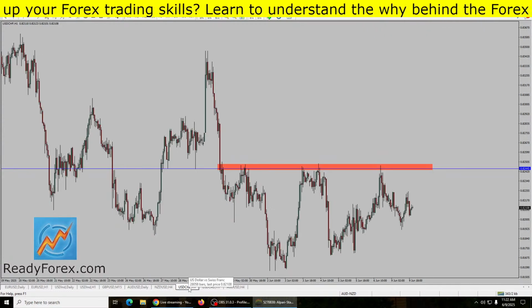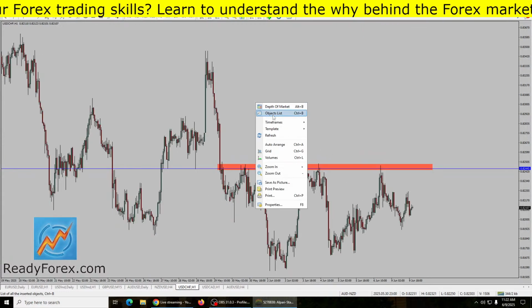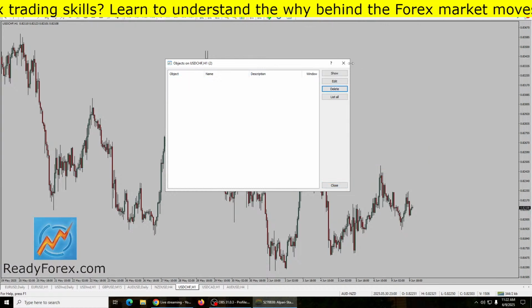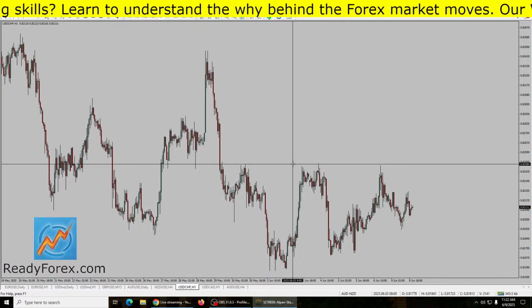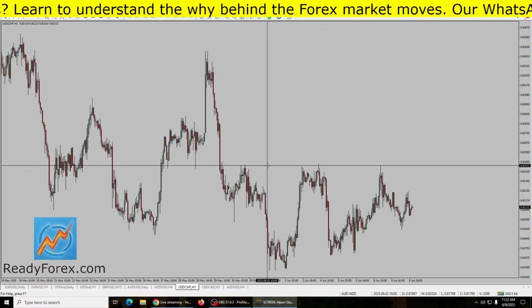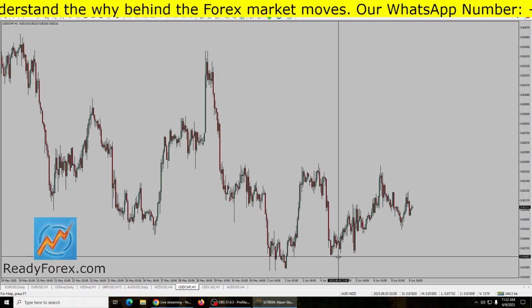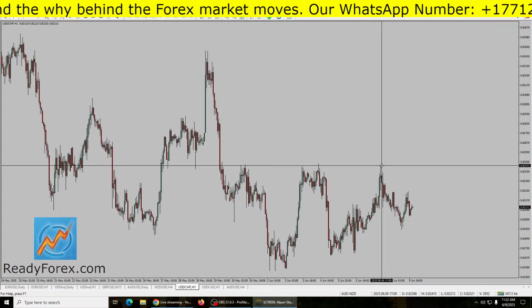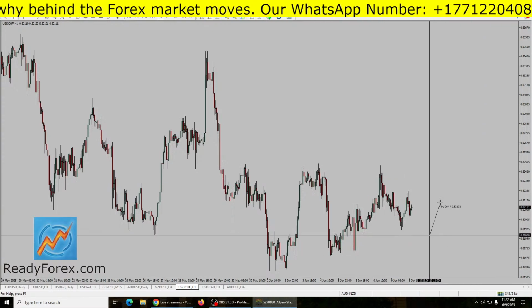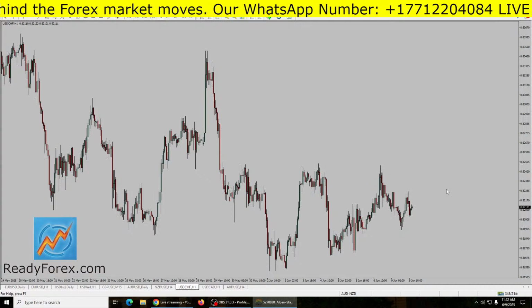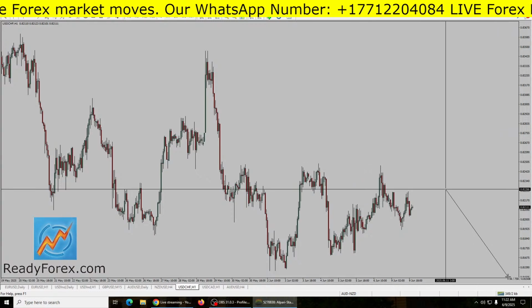Okay, next one is the USD Swiss franc. USD Swiss franc, same story. We might actually get a triangle pattern over here. Okay, maybe this is A, B, C, expect D and E, and then after that USD Swiss franc is going to drop.